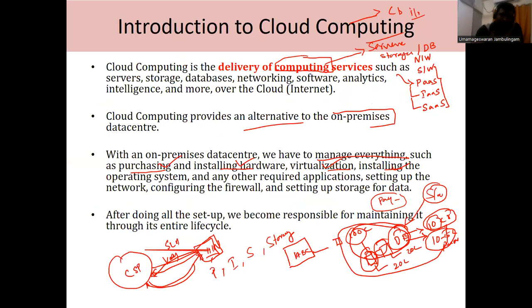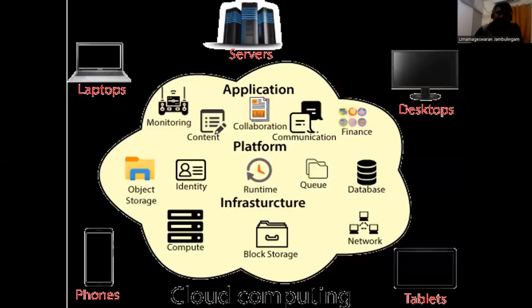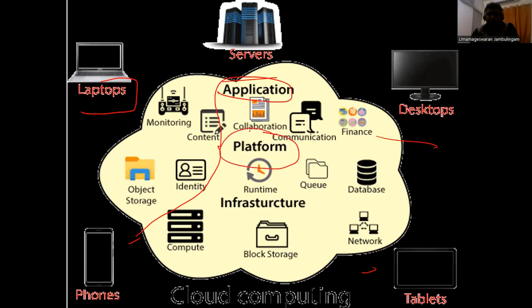Coming to the point we discussed last class, you can see a cloud connected with laptops, servers, desktops, tablets, and phones. This is something we call the types of services: software as a service, platform as a service, and infrastructure as a service.